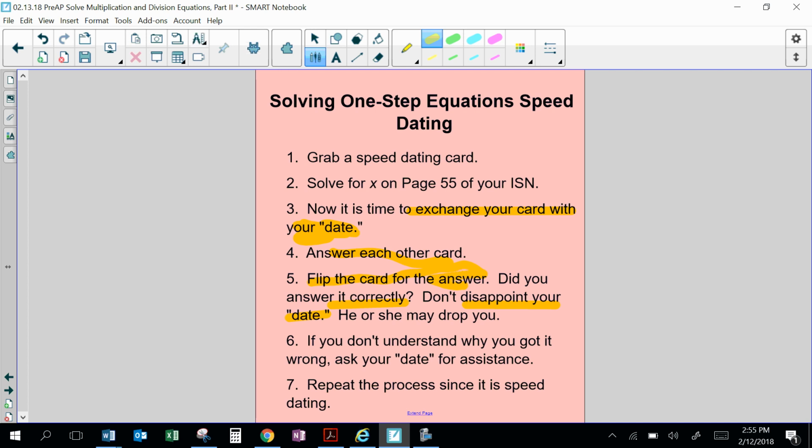So if you don't understand a question, it's okay. Ask your date for assistance. So after you 2 solve each problem and did it correctly, you're going to get up and find another date. So we're going to look for the player of the class. Who can be a serial dater? Who can date the most number of people and solve the most problems?